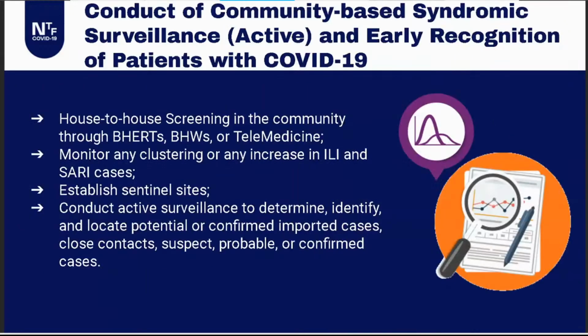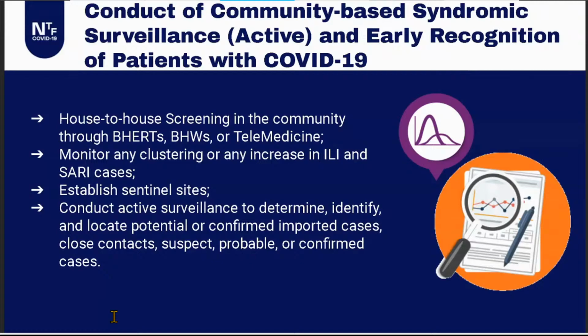After we have organized our team, it's time to conduct community-based syndromic surveillance and early recognition of patients with COVID-19. Now, how do we do this? When we say we do active surveillance, it is not just contact tracing. There are many ways of doing active surveillance, and contact tracing is just one of them. Aside from identifying cases, when we say conduct of active surveillance, this is our search for active cases.